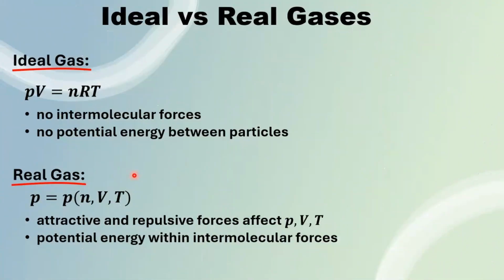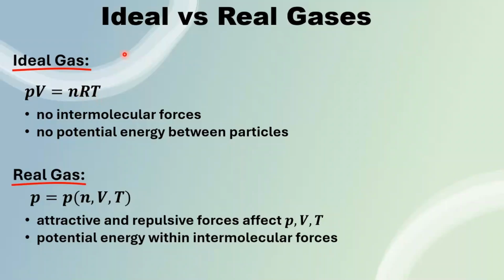So that's it. Super critical summary, short and sweet. Our beloved ideal gas is modeled by our equation of state PV equals nRT. The most important thing is that there are no intermolecular forces and no potential energy is stored between the particles.